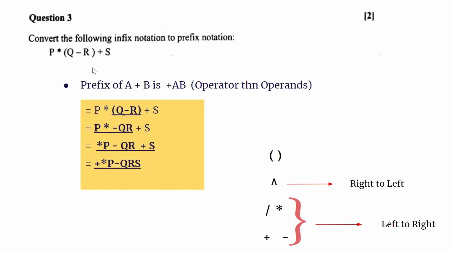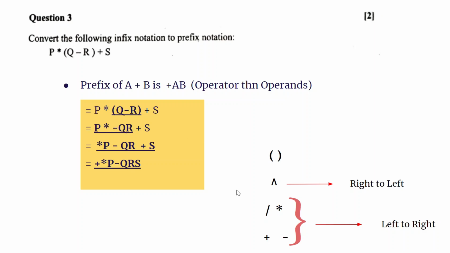So look, let's take this expression p into q minus r plus s. According to this chart, we need to resolve the parenthesis first. So we'll resolve q minus r. Q minus r will be written as operator, then operands, the minus qr. Everything else will remain the same in the second step. Then after solving the parenthesis, we have the symbols of multiplication and addition.